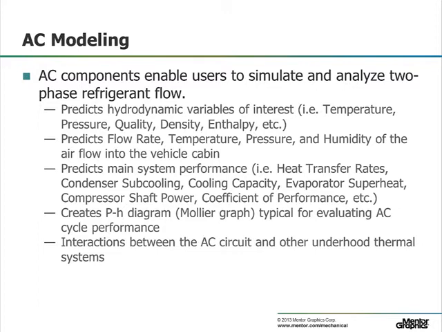Main system performance variables such as heat transfer rates and subcooling in the condenser, cooling capacity and superheat in the evaporator, compressor shaft power, and coefficients of performance are also predicted. And as a result of a successful simulation, the AC solver will plot out a P-H diagram typical for evaluating AC cycle performance. The AC model can then be linked to other models to explore the interactions between the AC circuit and other underhood thermal systems.